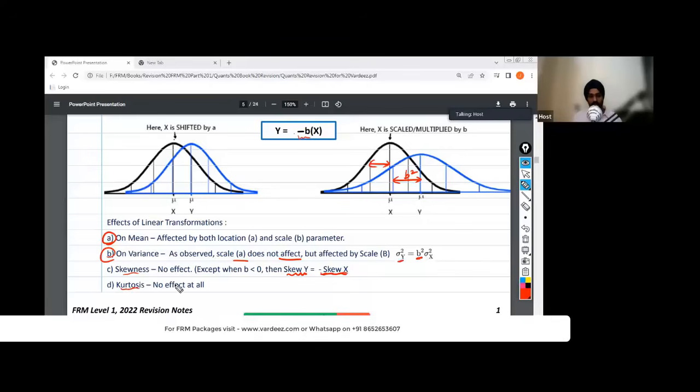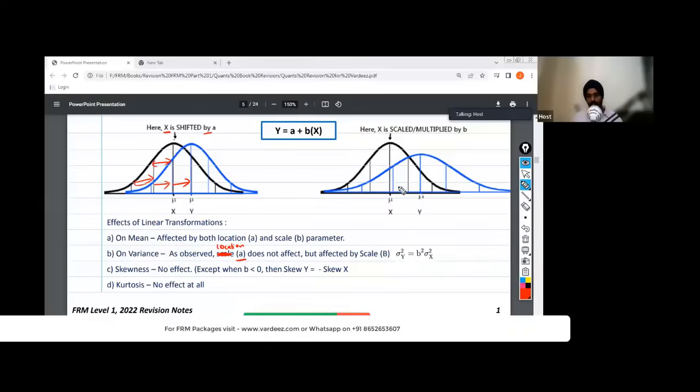Okay, what about kurtosis? No effect on the kurtosis at all. So that's all that you need to understand for the linear transformation. The mean is affected, yes, by both the location and the scale parameter. What about the variance? As I said, it's location. So as observed, when you shift the mean, there's no effect on the variance. The blue one and the other one, the variance is the same.